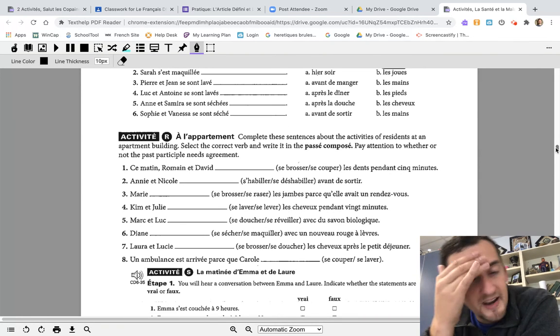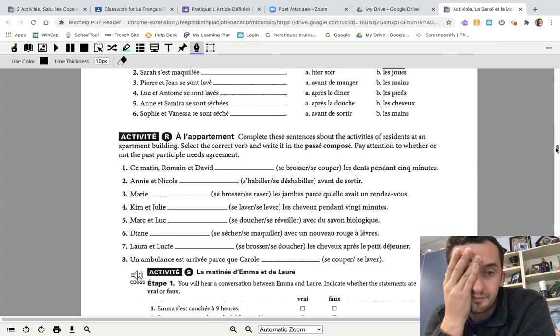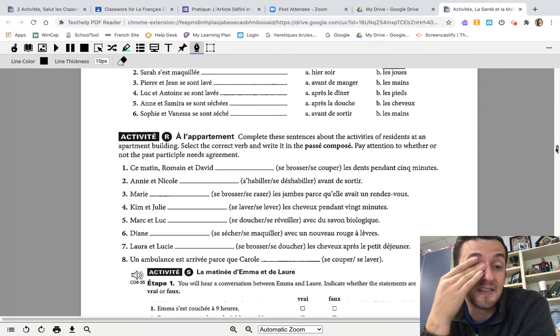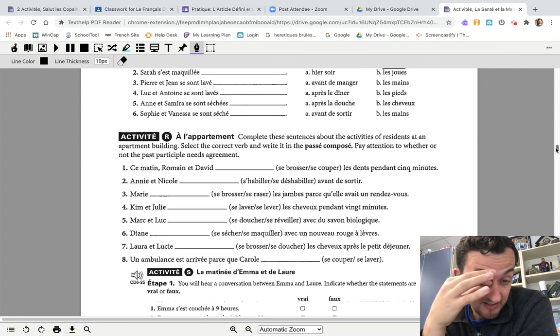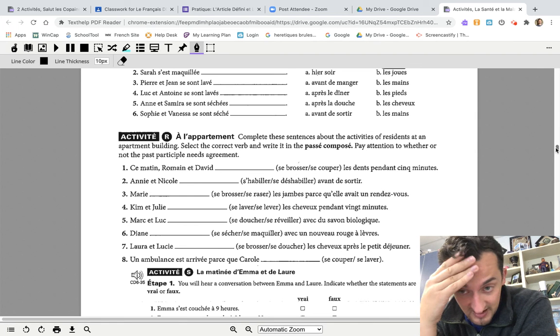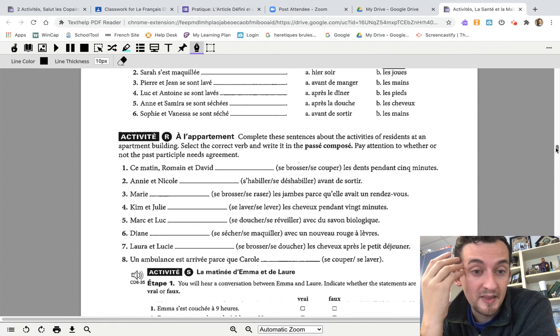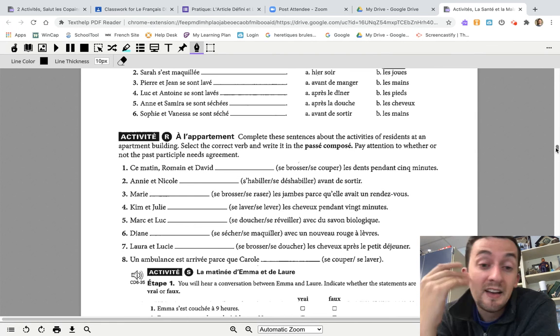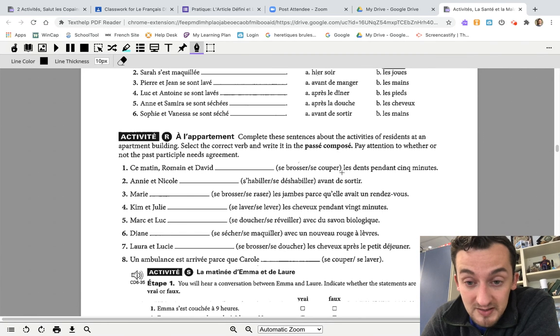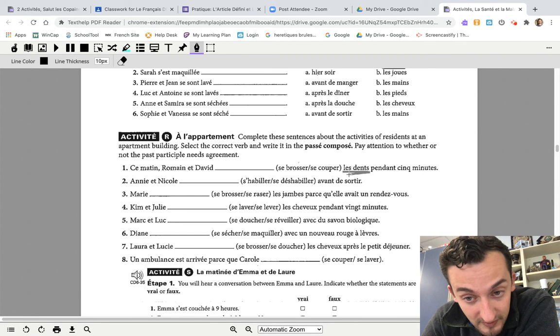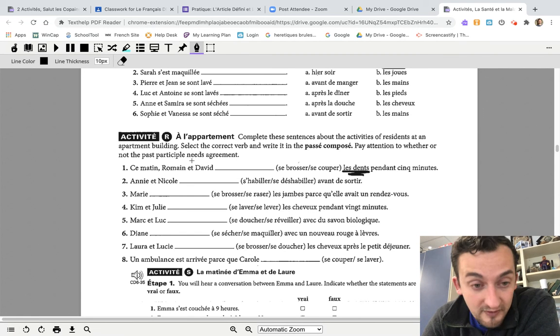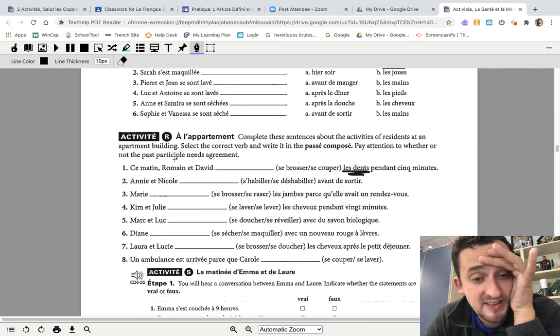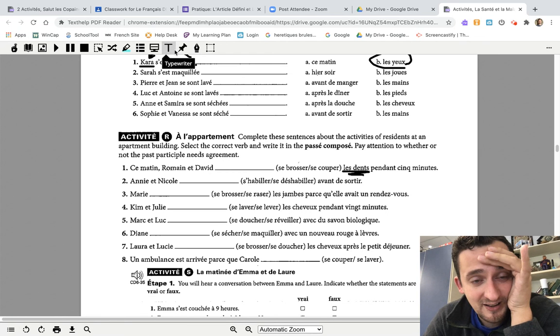Activité R, à l'appartement. You're looking at the activities of residents of an apartment building. Select the correct verb and write it in the passé composé. Pay attention to whether or not the past participle needs agreement. So you're looking, again, because remember the past participle does not agree if it's followed by a direct object. You're looking for a direct object. So number 1, ce matin, Romain et David blank les dents pendant 5 minutes. For 5 minutes. Man, dentists recommend 2, but whatever.